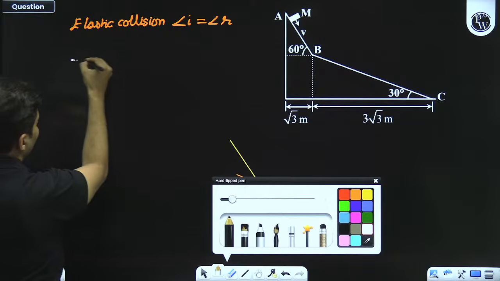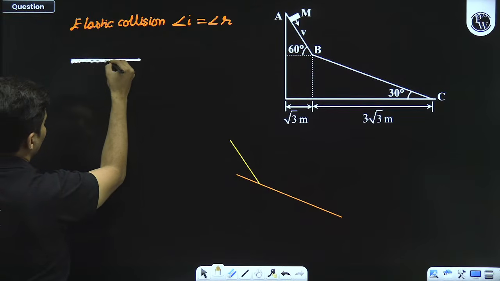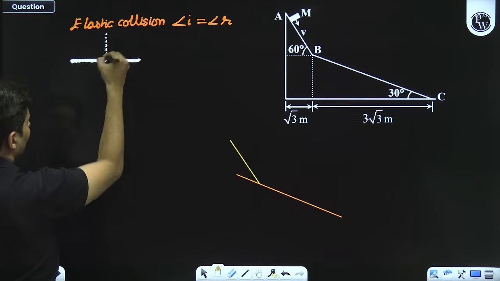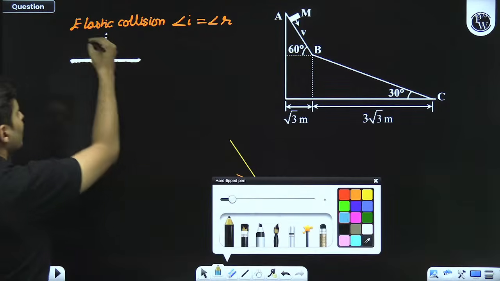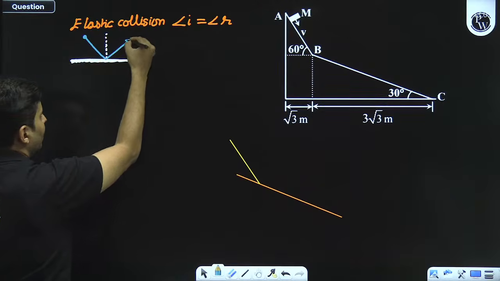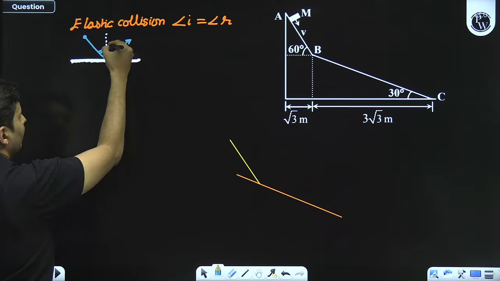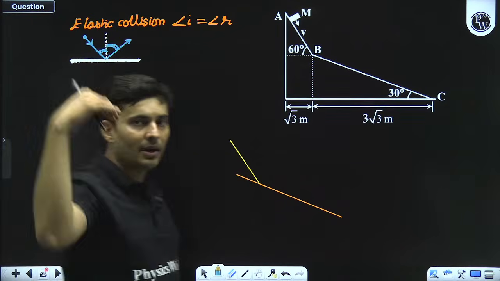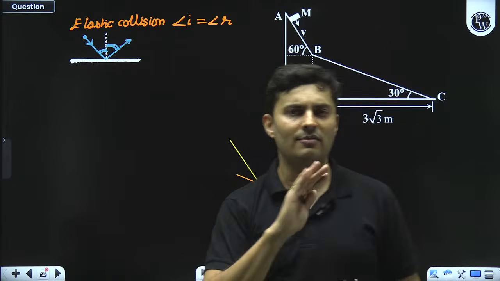If I have some kind of surface over here, this is the normal drawn to it. If any particle comes and hits it, it will rebound back like this. This angle will be equal to this angle. That's it, very simple. The angle of incidence will be equal to the angle of reflection.